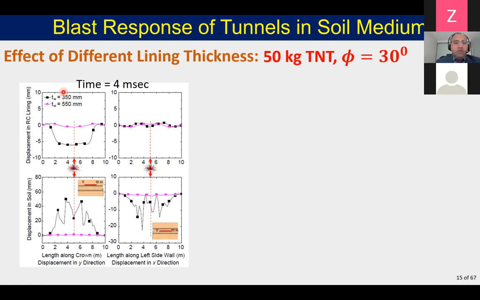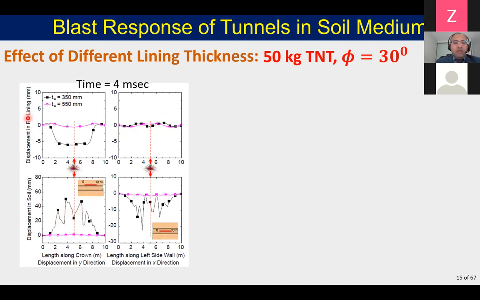And very interestingly, and not surprisingly, your 350 millimeter reinforced concrete lining is showing higher deformation compared to the 550 millimeter thick lining. That's a good point when you are looking at how much deformation is happening. What's the difference between these two? But if you see, very interestingly, in the left sidewall, because of the suction, both of the tunnel lining meshes are showing the same behavior. It was observed that both linings, irrespective of their thickness, show not much difference at the sidewall. But at the crown, you get high deformation with the thinner lining compared to the lining with high thickness.